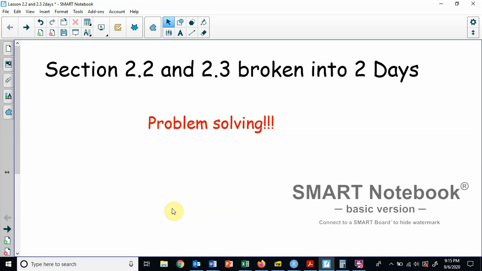Now these two sections are all on the same topic. They're all actually on problem solving, which is fun stuff. That means we're going into word problems, but that's no big scary thing. We're going to build slowly.